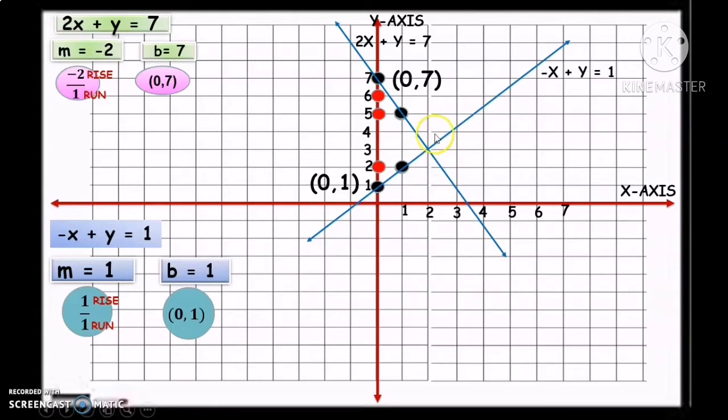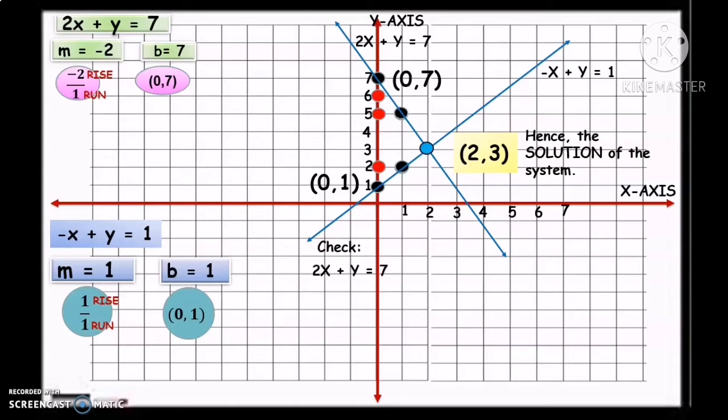Kung mapapansin natin, nagkaroon sila ng intersection point. So, ang intersection point, ang coordinate po niya is 2 and 3. Unahin po natin yung x-coordinate, 2 and 3. Kaya 2 and 3 po yan. Now, since may intersection point po sila, ang tawag po dyan, wherein those lines meet each other, yan po ay ang solution of the system. So, para ma-check natin kung tama, let's substitute the coordinates 2 and 3 to both equation 1 and equation 2.